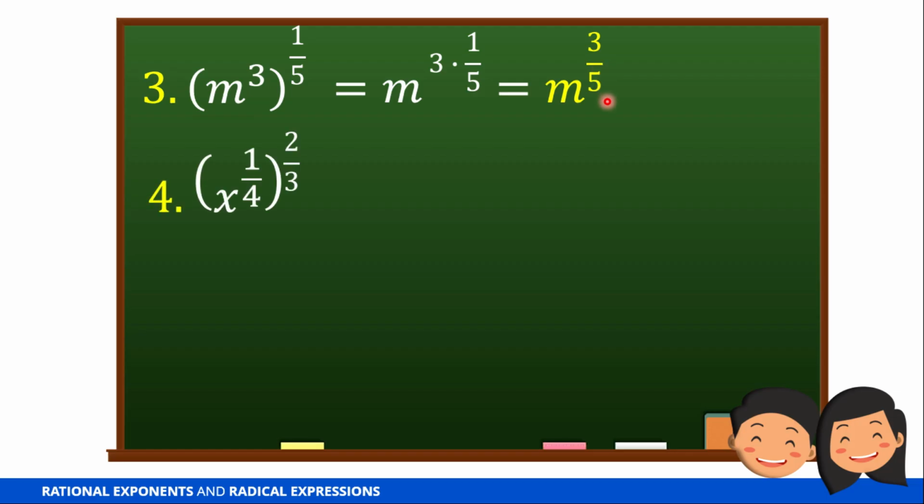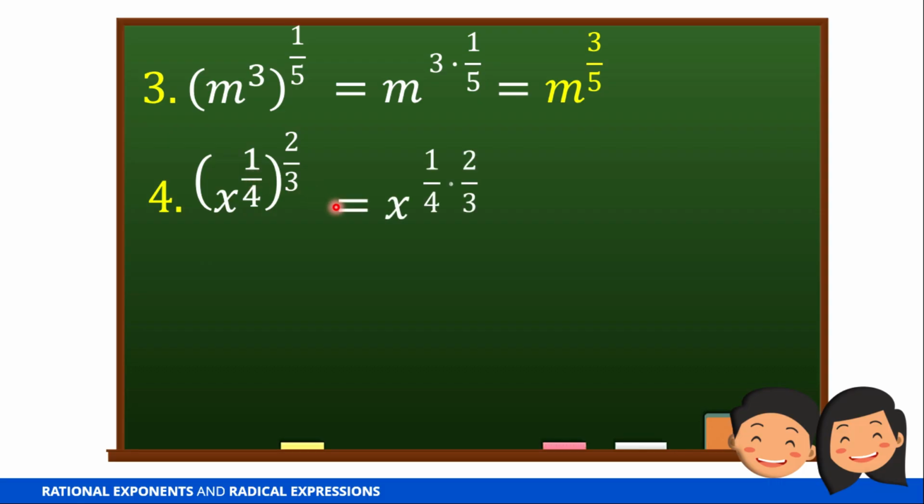Our fourth given is this. So, we have quantity x to the 1/4 power raised to 2/3. So, ang gagawin natin, kagaya ng given number 3, i-multiply lang natin yung ating 2/3 na exponent dito sa 1/4.